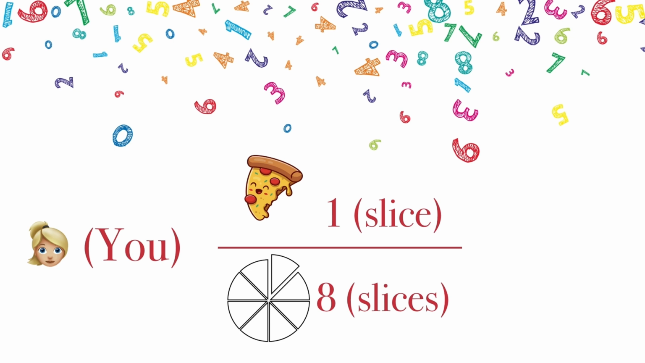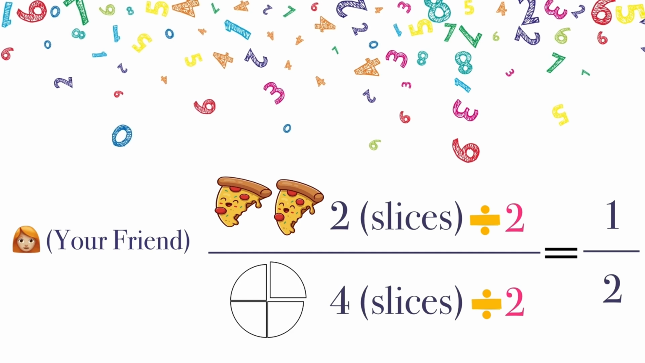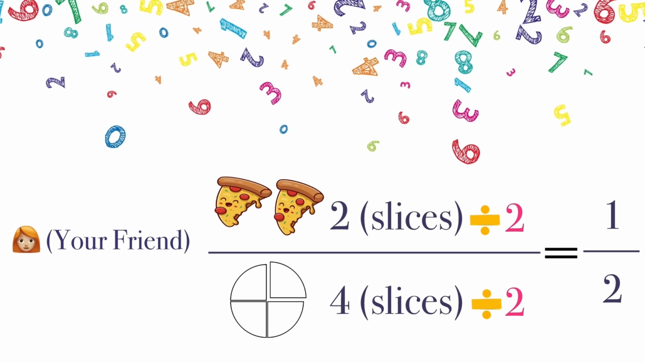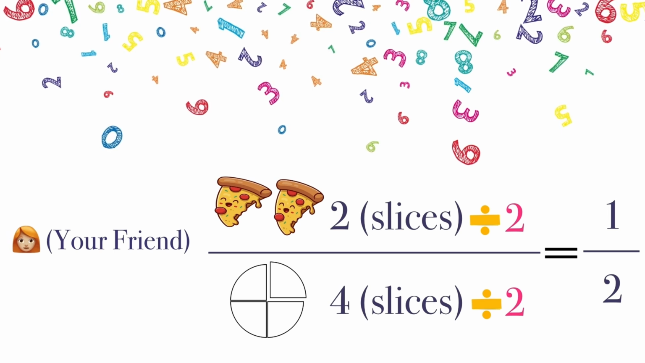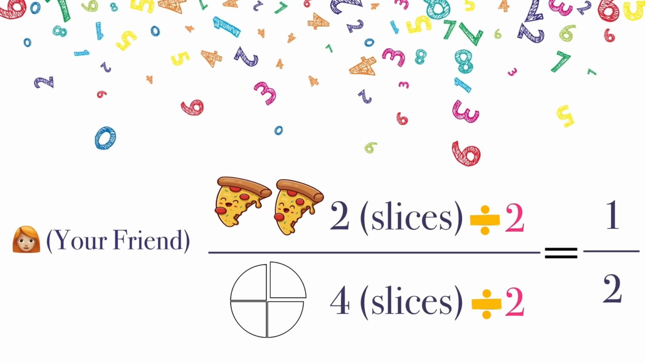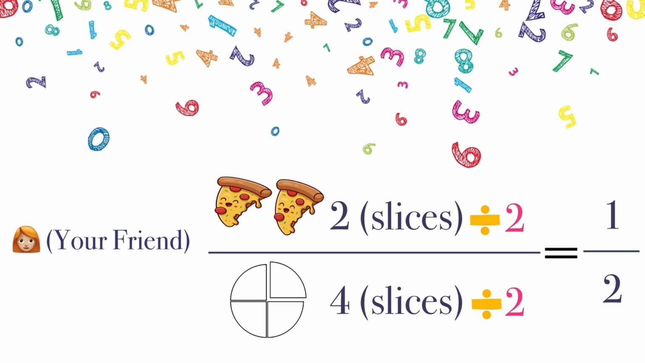You, 1 slice out of 8 slices, or 1/8 of your pizza. Your friend, who is clearly not on a diet and is instead living their best life, 2 slices out of 4 slices, or 2/4 of their pizza. Being the astute individual you are, you probably noticed something here. 2/4 is a reducible fraction because the numerator and the denominator share a common factor of 2. Thus, 2/4 is reduced to 1/2. Yes, your somehow thin friend ate half of their pizza.